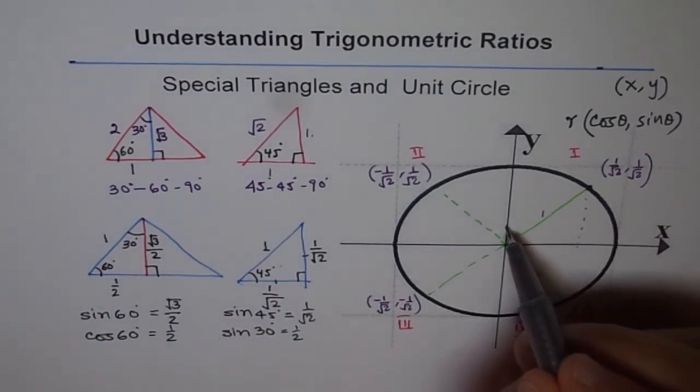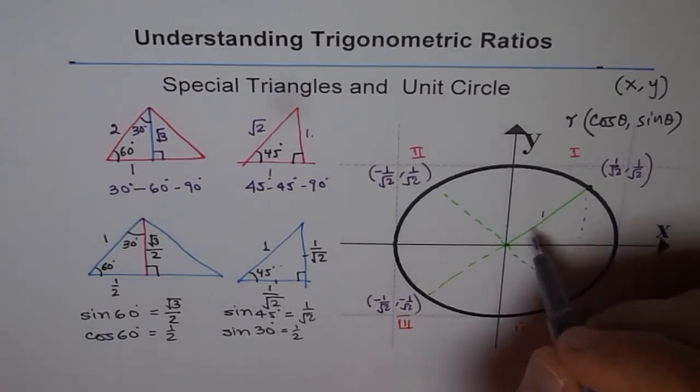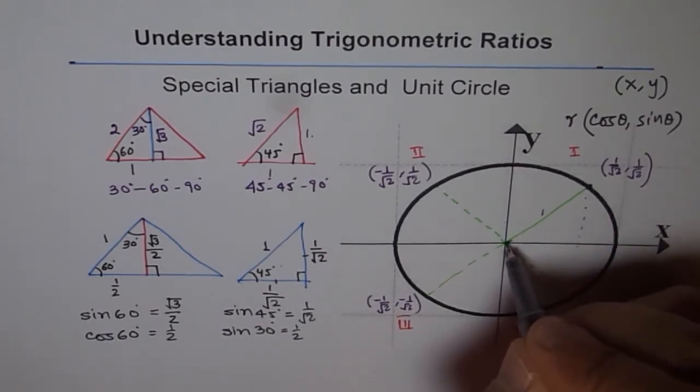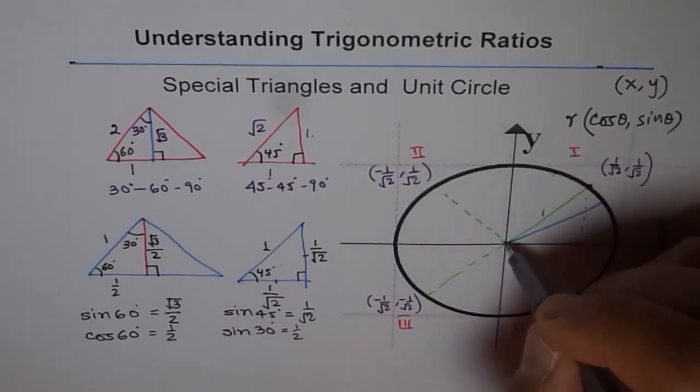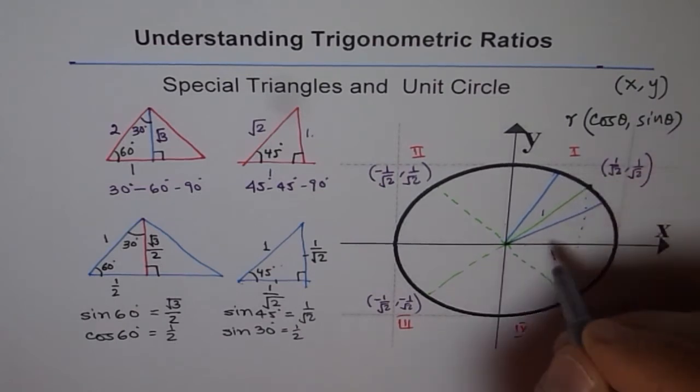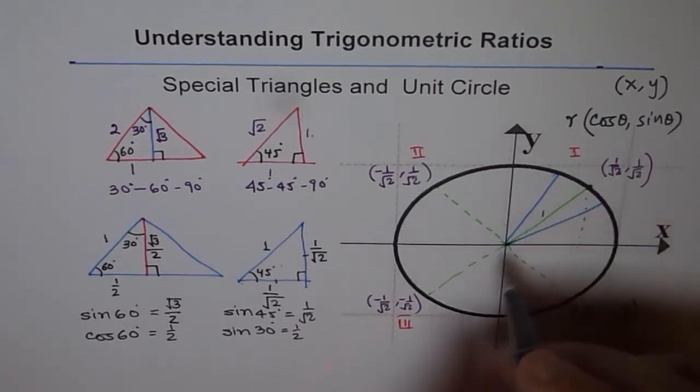30 degrees means 1/3 of 90. So this is 90. I need to divide this into 3 equal parts. So let me do it like this. This is one part, and let's say this is my next part, right? So that gives me 30, 60, 90. Perfect. So this is my 30 degrees, right?